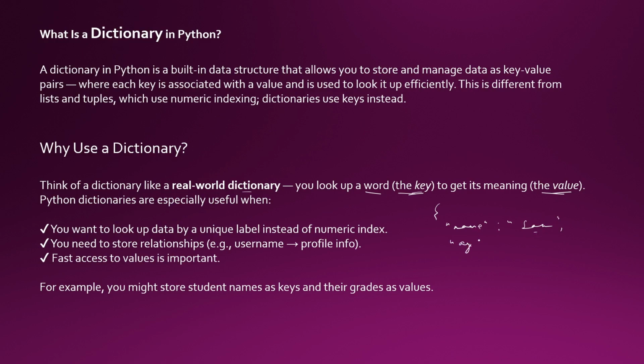Again, age: 25, and so on. This is how we can create our dictionary, and here we maintain any kind of relationship. Fast access to values is important. In a dictionary, we can access our data using the key, so it is very fast. For example, you might store a student name as a key and their grades. So name: Sam, age: 25, and you can mention grade: A plus. Like this, you can create your dictionary.